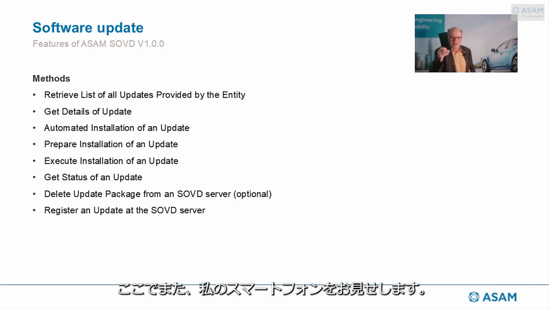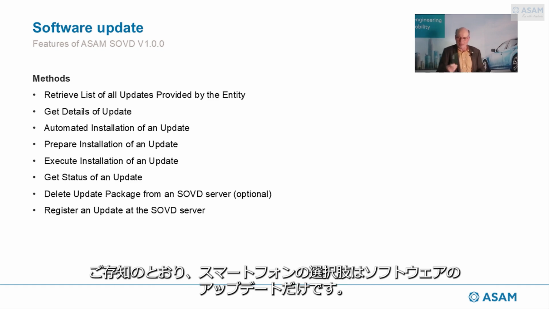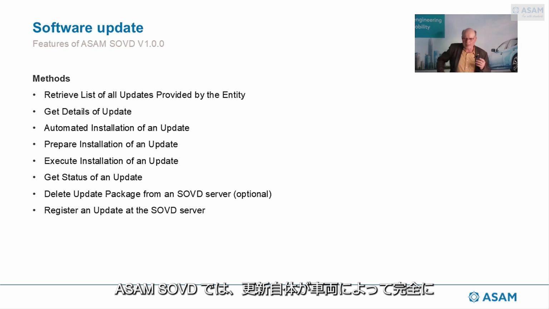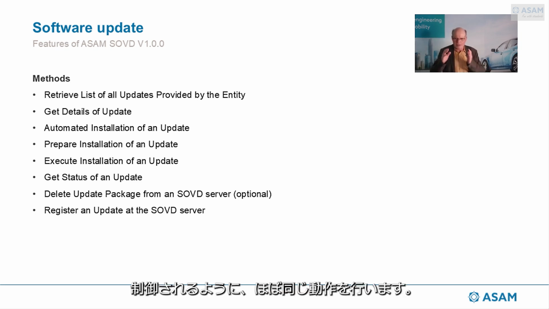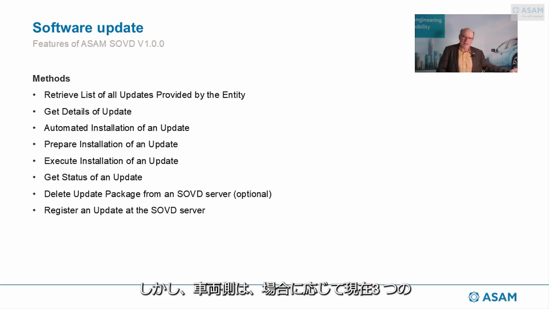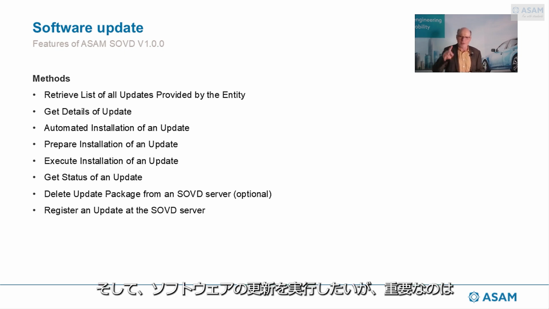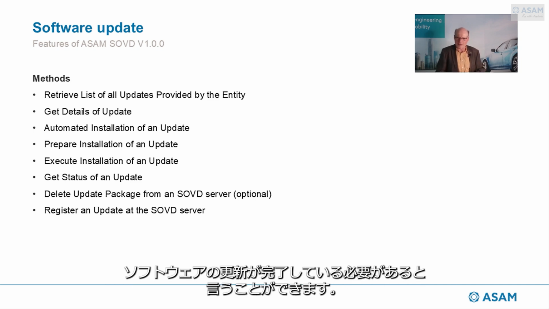And here again, I show you my mobile. On the mobile, you know, you have only the choice. There comes a software update and you can say now or later. More choices you have not. And in SOVD, we have more or less the same behavior. So the update itself is completely controlled by the vehicle. But the vehicle says to you, by the way, I have now 3 software updates available, Anton, Bertha, Caesar. And you can then say, okay, I want to do the software update.